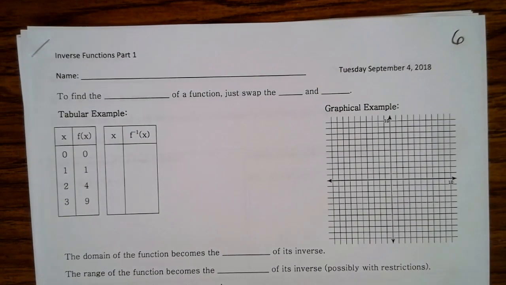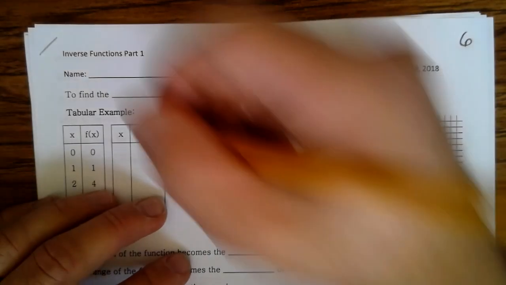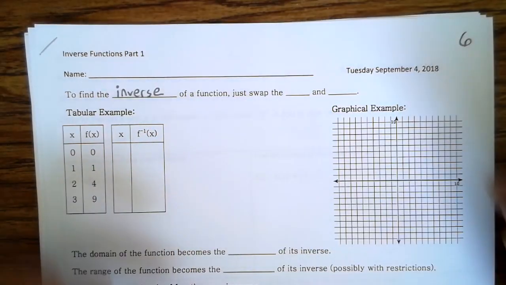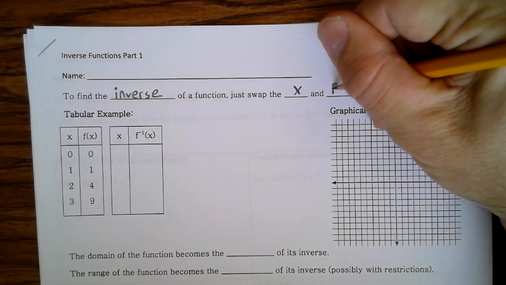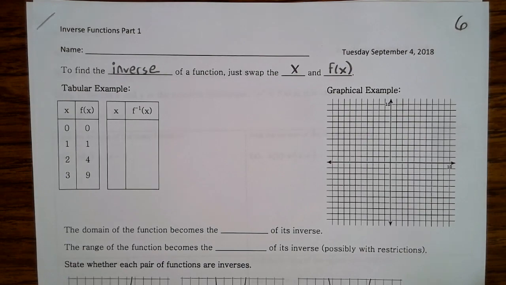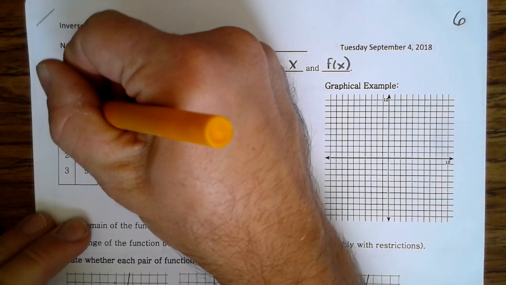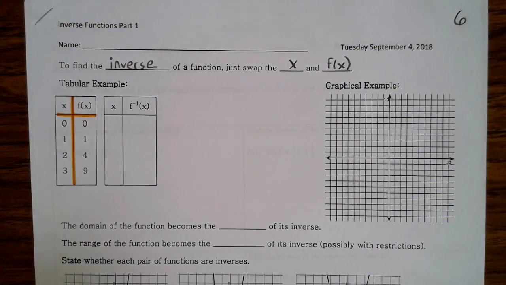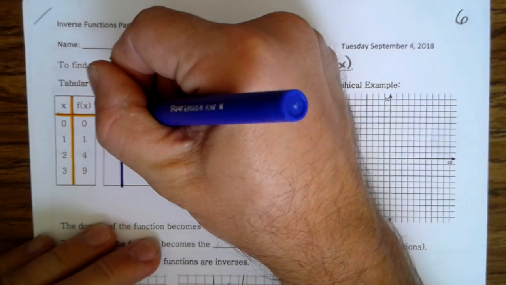Okay, all right, so first things first, to find the inverse of a function, just swap the x and f of x. Now, when doing inverses, it's useful to do different colors. So we're going to do f of x in yellow. You can use two. I don't care what colors you use, but I recommend using two different colors. And we're going to do the inverse in blue.